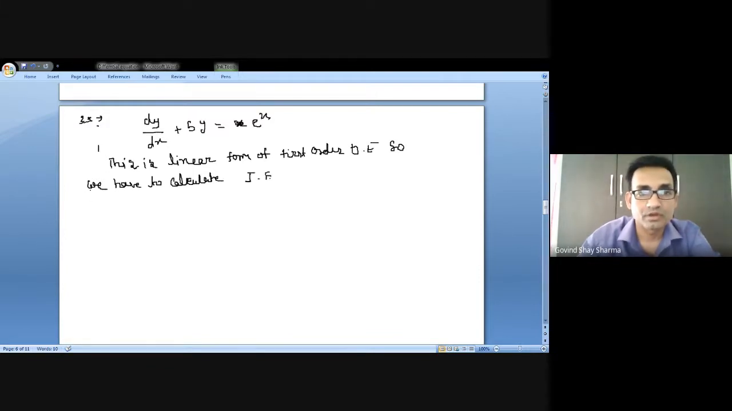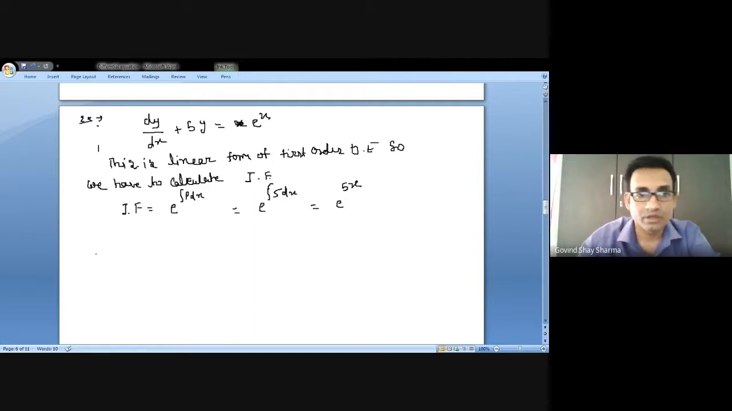Okay, if we calculate, you know the formula of IF. We know the formula is e to the power integration of P. Here, what is the value of P? Here P is 5, so integration of 5 dx. So this will become e to power integration of 5 dx.